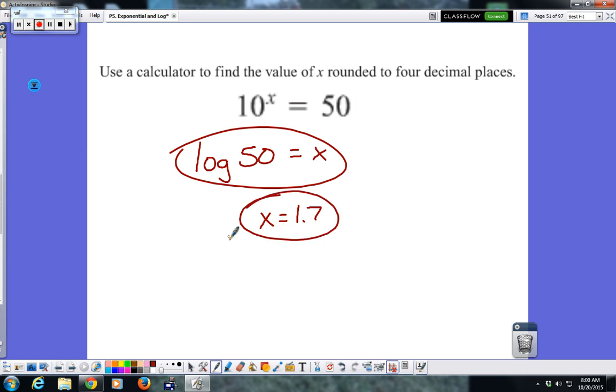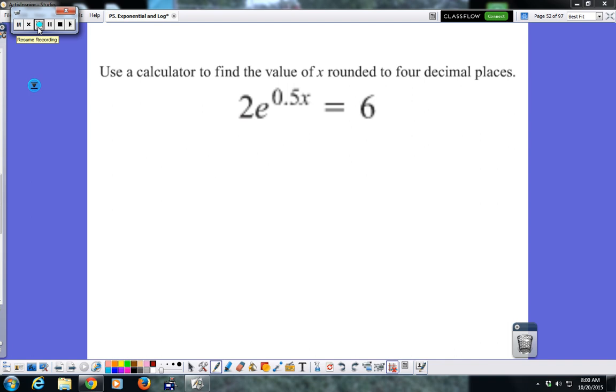Sound good? And here's one of those. Use a calculator to find this. Now here, 2e to the 0.5x power equals 6. I can move this 2. This 2 is being multiplied by this whole thing. Go ahead and move that 2 over first. So you have e to the 0.5x equals 3, because to move that over, you divide by 2.